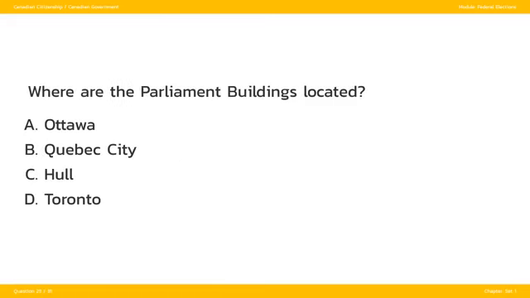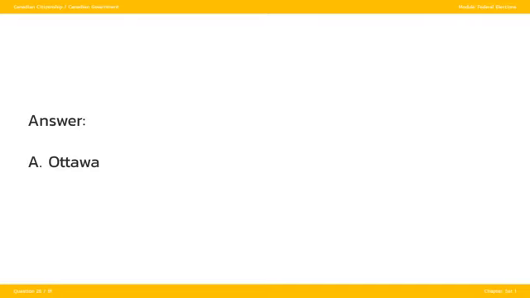Where are the Parliament buildings located? A. Ottawa. B. Quebec City. C. Hull. D. Toronto. The answer is A. Ottawa.